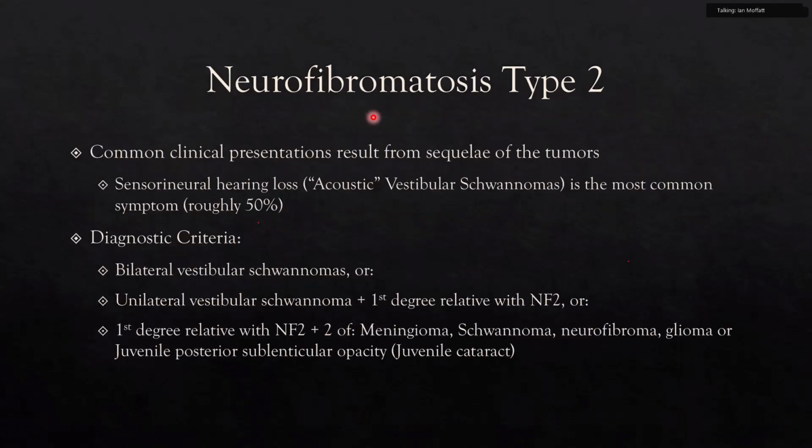Typical presentation is sensorineural hearing loss due to the vestibular schwannomas. It's about half of patients. And the diagnostic criteria include bilateral vestibular schwannomas, or a unilateral vestibular schwannoma with a first-degree relative with NF2, or a first-degree relative with 2 of either meningioma, schwannomas, neurofibromas, gliomas, juvenile posterior subcapsular opacities, or juvenile cataract.